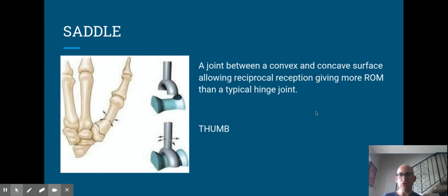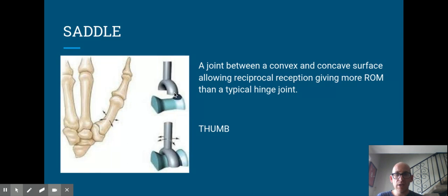Okay, next up is the saddle joint. Thumb is a saddle joint. This allows it to hinge and go side to side. Like opposite, it's not the same as your fingers. It's hard for you to move your fingers as much side to side as you can with your thumb. And if you look at the diagram here, you can kind of see what it is.